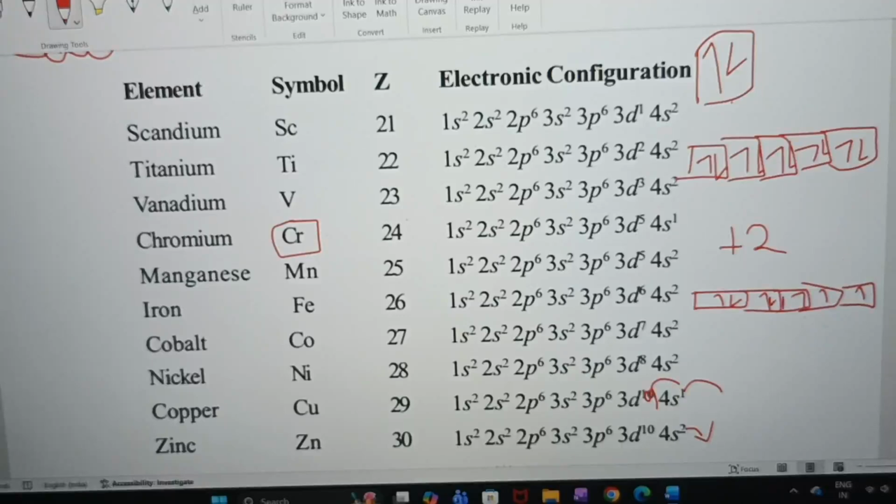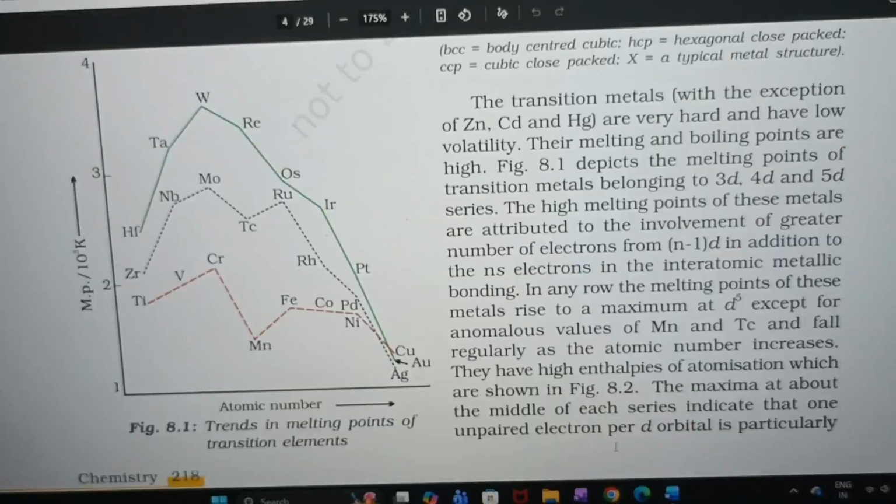If unpaired electrons are going to reduce, then delocalization of that will happen less, then bond will become weaker, so melting point and boiling point will also drop. This is one more reason for that.